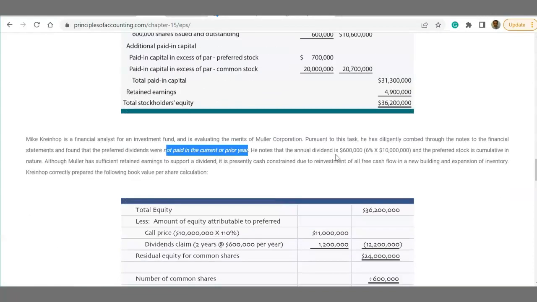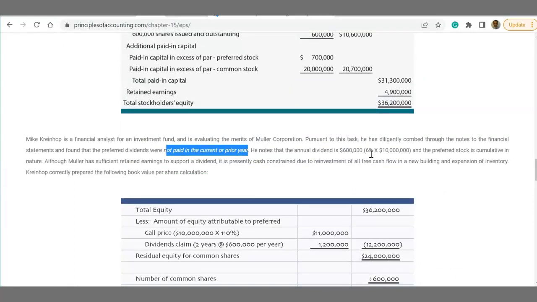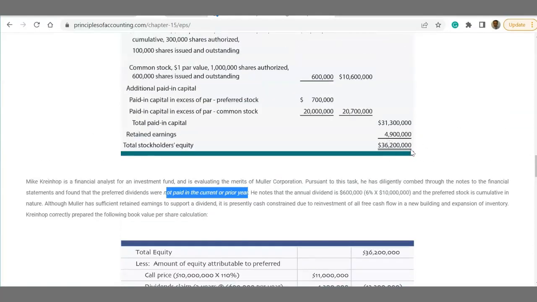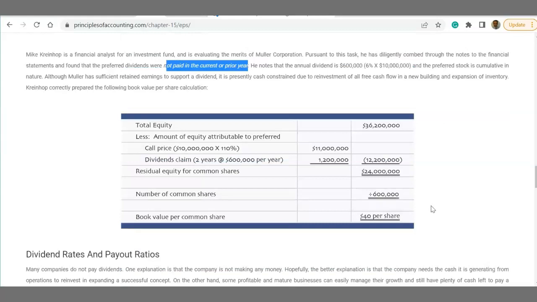He notes that the annual dividend is 600,000, which is 6% of 10 million. For 2 years they are in arrears, so they have to pay for both years. 600,000 plus 600,000 is 1.2 million that needs to be paid. So here you have total equity of 36,200,000, which is good, but you need to be careful because of the arrears.